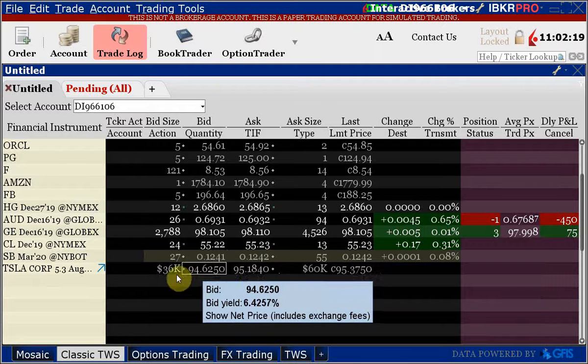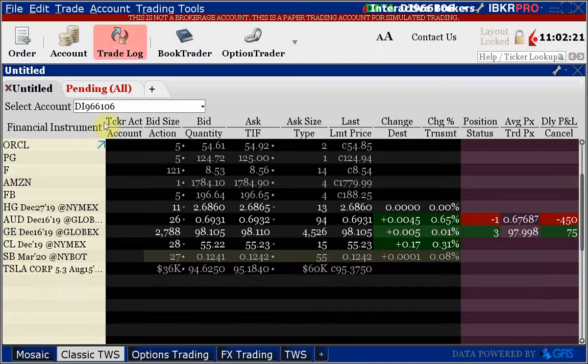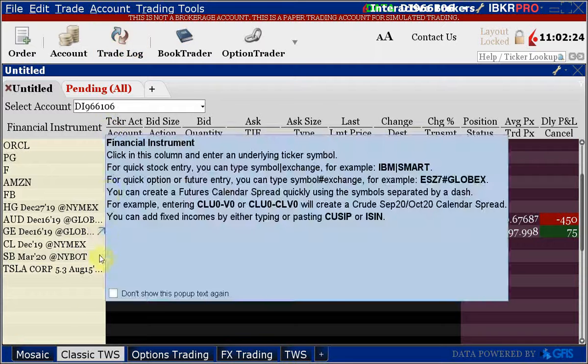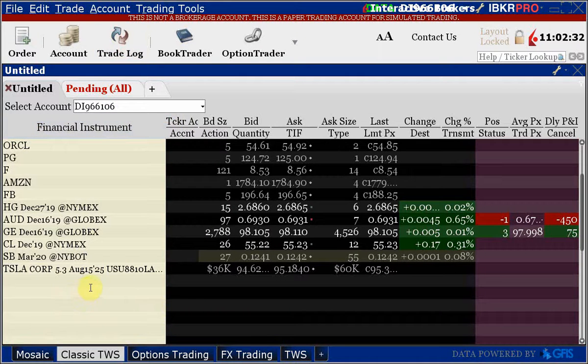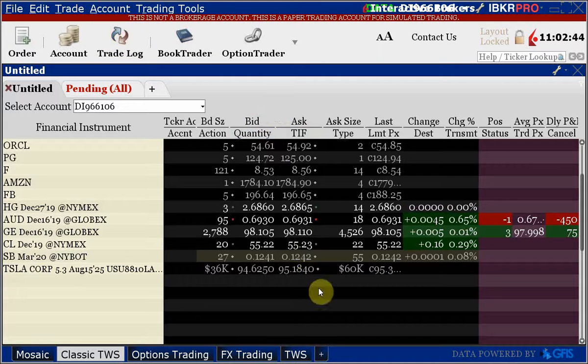So these Tesla bonds, these are Tesla corporate bonds with a coupon of 5.3% due in August. It can't be August 15, 2015 has already passed. Yeah, 2025. 5.3% coupon, Tesla bonds due 2025, 15th August. Okay, these prices are indicative prices, which means you can't trade on these prices. You will have to do what is called an RFQ, request for quote. Basically a request for a firm quote, and then you will be able to trade on it.